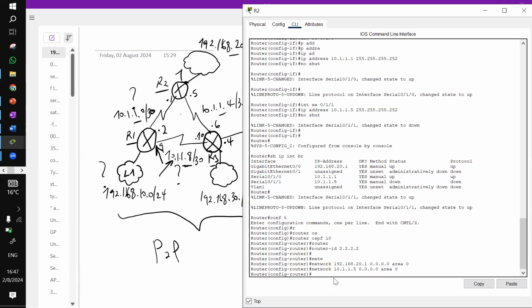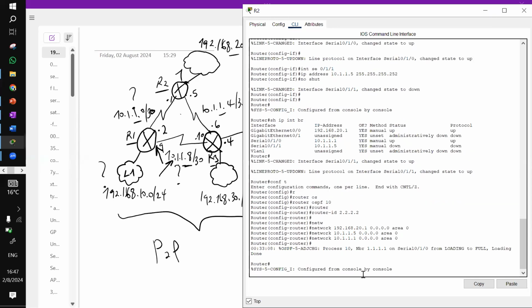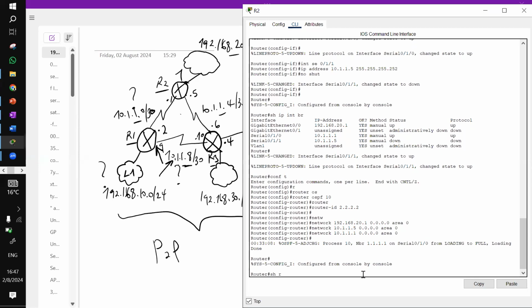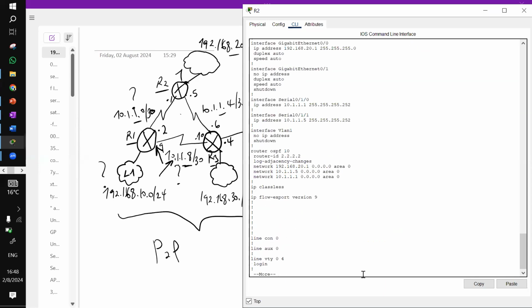And the last one is right here. This one is 10.1.1.1. Okay, 10.1.1.1 here. Okay, let's see with our show run and confirm our configurations. Okay, voila, those are our configurations. Those are the networks we've advertised.